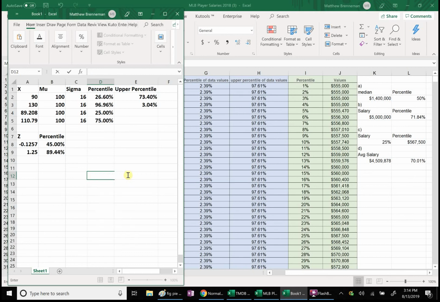The other thing that gets people messed up is when we're talking about upper percentile. So remember that if we're given an upper percentile, we have to convert it to a lower percentile and then use norm.inv to get the data value. In the same way, if I want the upper percentile, I have to use norm.dist with Excel to get the percentile and then convert it to an upper percentile, just like we did. And if you master those two things, it's a piece of cake.